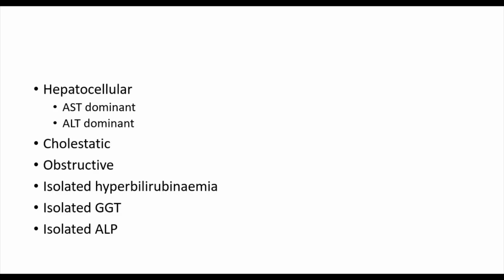If the degree of elevation is relatively similar between the hepatocellular and the cholestatic enzymes, then we would call this a mixed LFT derangement. This is important because identifying the specific LFT derangement pattern can help us narrow our differential diagnosis. The first pattern is the hepatocellular LFT derangement, where there is marked elevation in ALT plus minus AST. This indicates that there is damage to the liver, which therefore leads to the damaged hepatocytes releasing these enzymes into the blood, and hence there is an elevation of these liver enzymes.